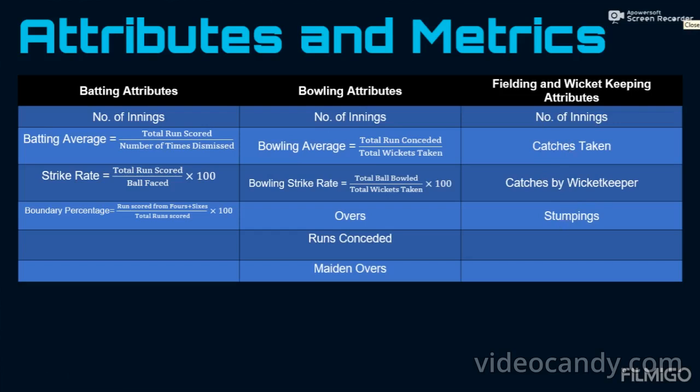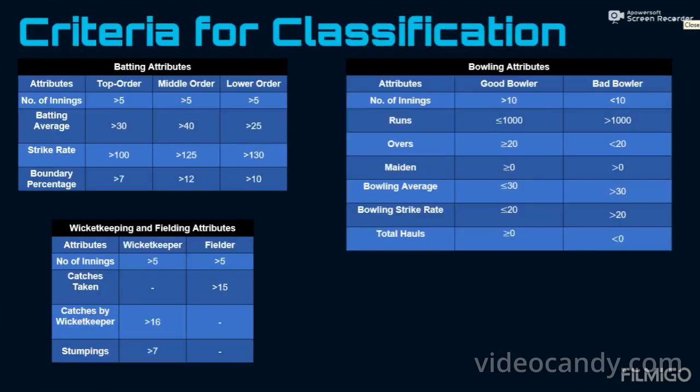Based on this, we classified batsmen into top order, middle order, and lower order roles using well-defined thresholds as mentioned here. Similarly, bowlers have been classified into good bowler or bad bowler. The thresholds are mentioned here.